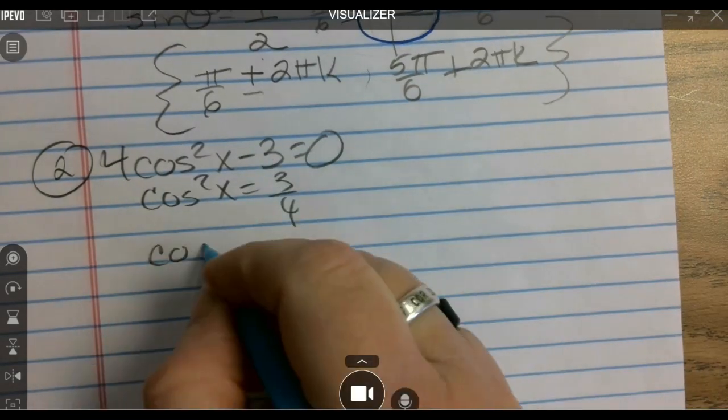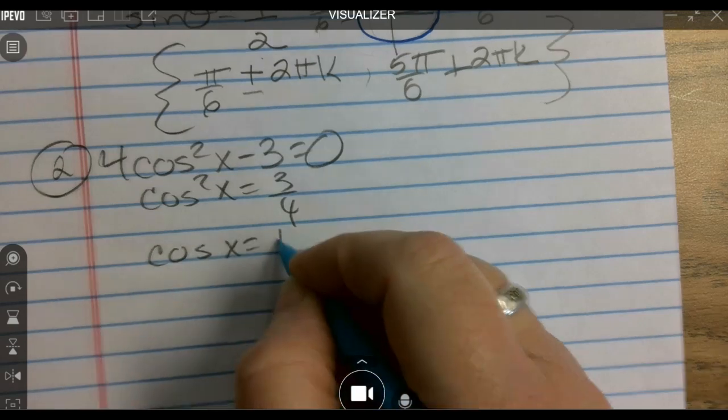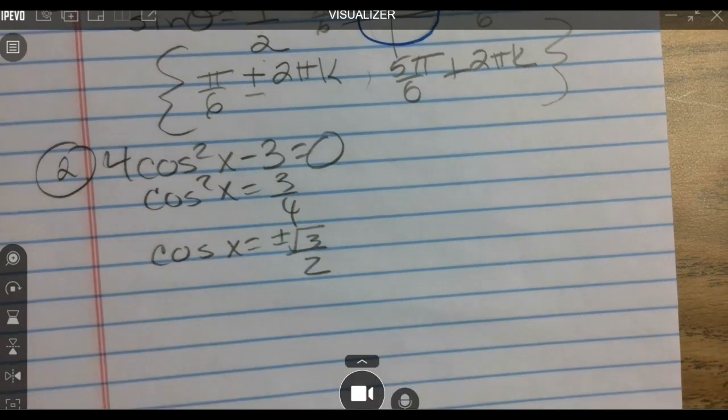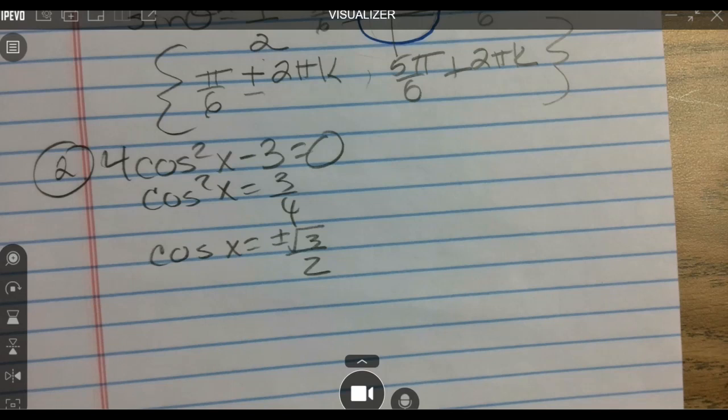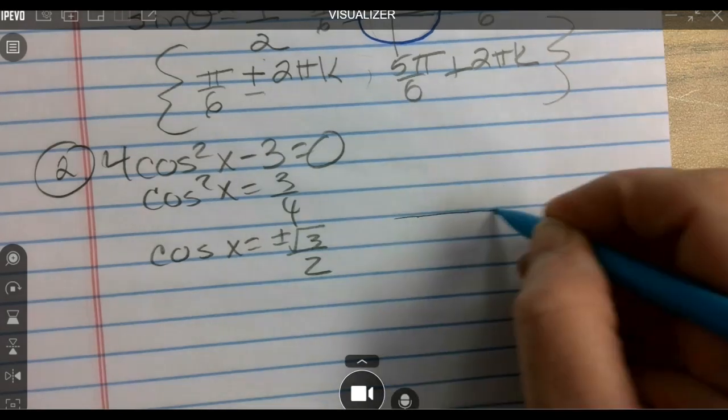So you're going to get the cosine of x is equal to plus or minus square root of 3 over 2. And again, we started trig, the very first day of trig, I said, if you draw it, you can solve it. Here we are. I think that was like October. And here we are. End of February. Leap day.